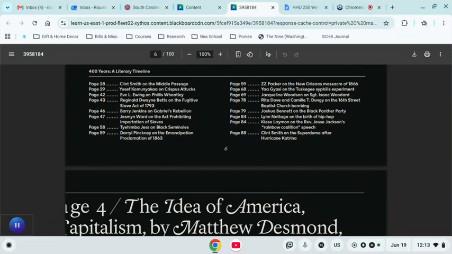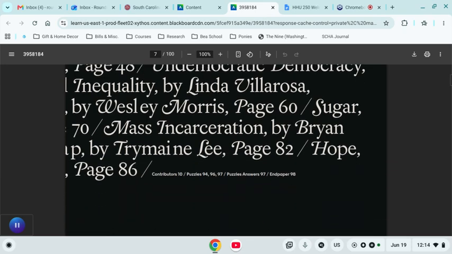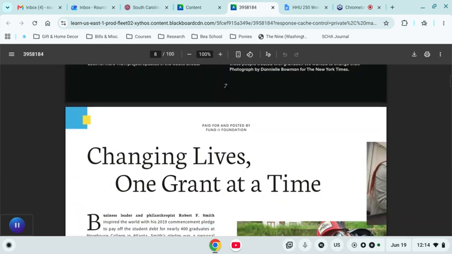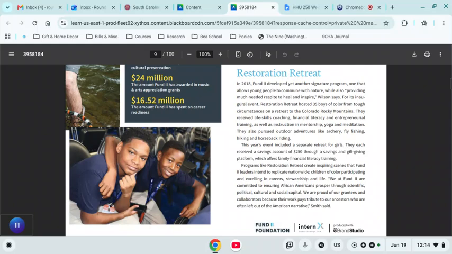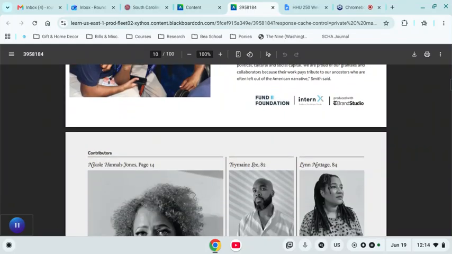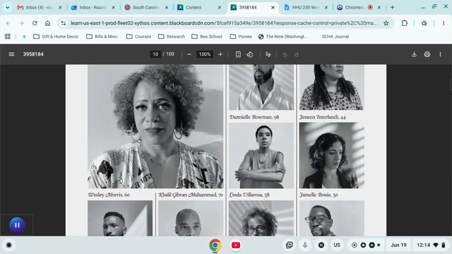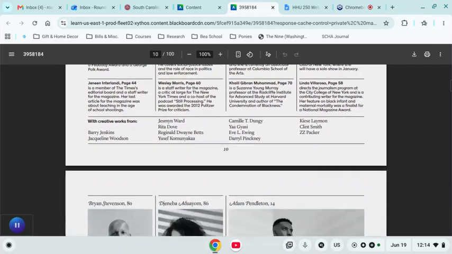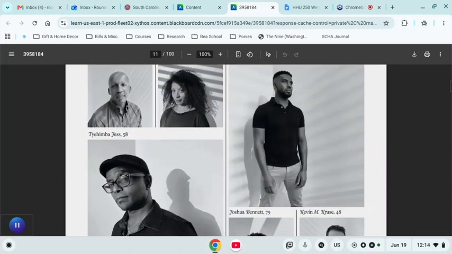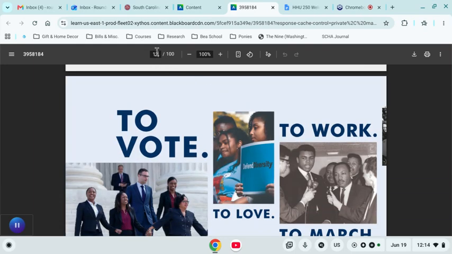Now, the 1619 Project, as you can see, is 100 pages. I don't want you, nor expect you, to read 100 pages. But what you would do is you would review one or two of the essays that these contributors here contributed to the 1619 Project. So I'll give you a couple examples.